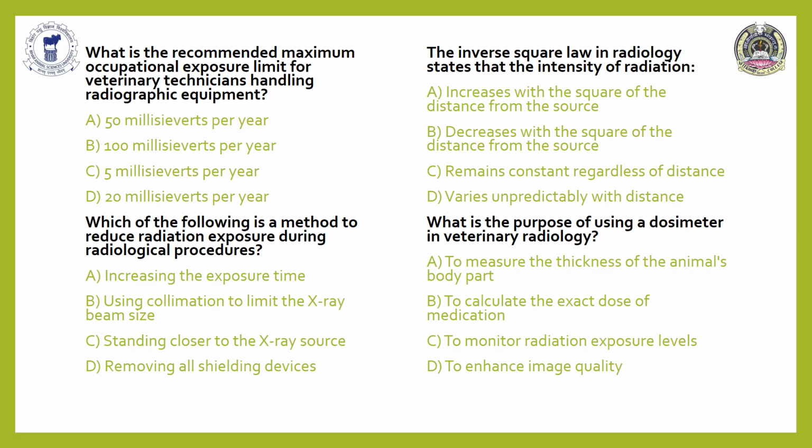What is the purpose of using a dosimeter in veterinary radiology? What does a dosimeter do? Ma'am, C. B, C, their options can be eliminated very easily. B means the dose of medication. In radiology, no medication is given. It is about the exposure level. We can know the exposure level.